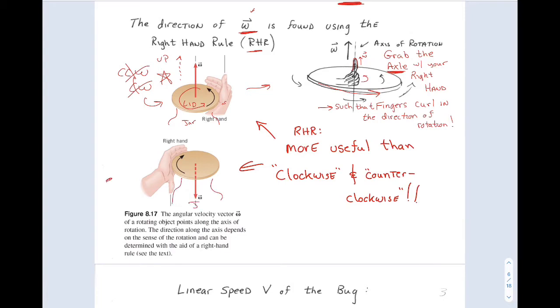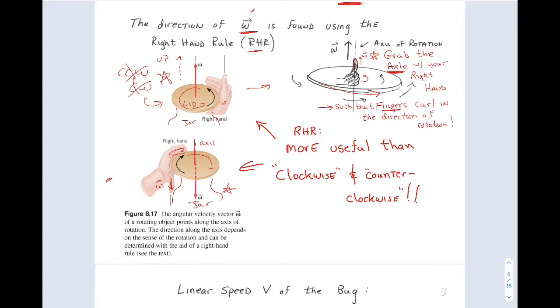This one over here, let's say, it's the same jar. Now this lid is rotating in that direction. How do you find the direction of the angular velocity omega vector? Same thing, right-hand rule. You grab the axle, so imagine this is your axis or axle. You can grab it either way, but when you grab it with your right hand, your fingers have to curl in the direction it's rotating. And when you do that, your thumb points in the direction of the omega vector. So in this bottom picture, the angular velocity is down.